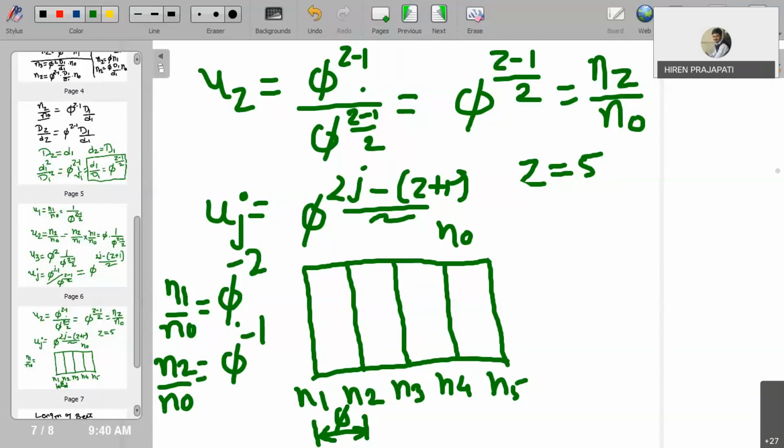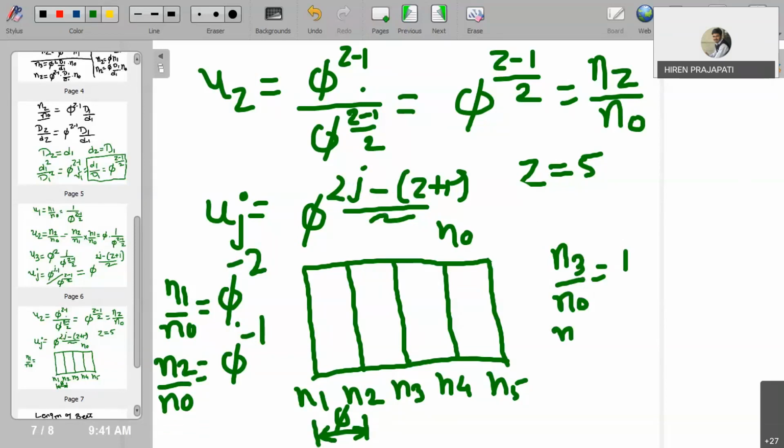Similarly now, if we want to find out n3 by n0, then put j equals to 3, then what you get? 2 into 3, then 6. 6 minus 6 by 2, then we get 5 to the power 0, that is 1, right?